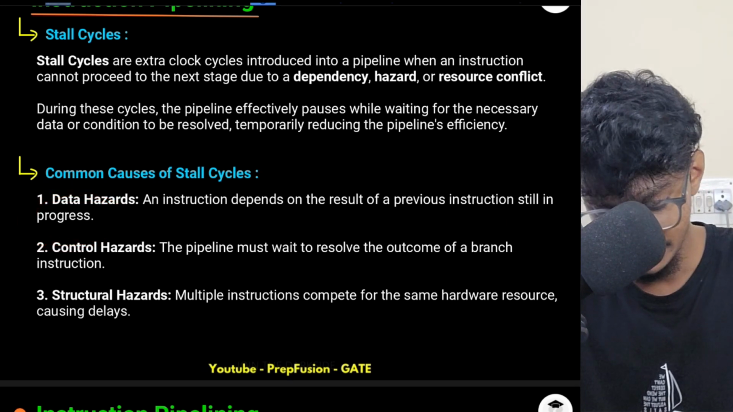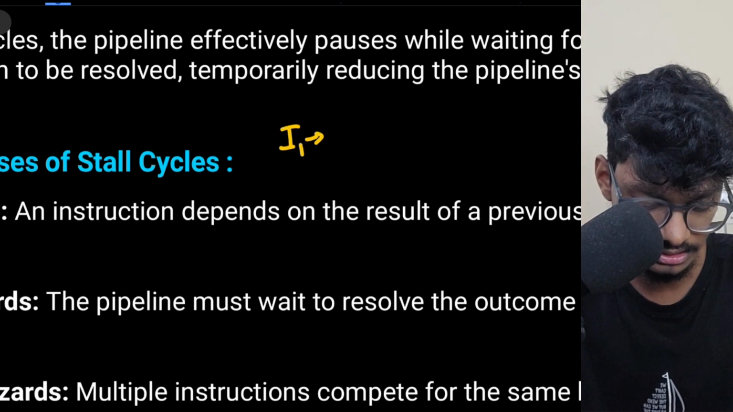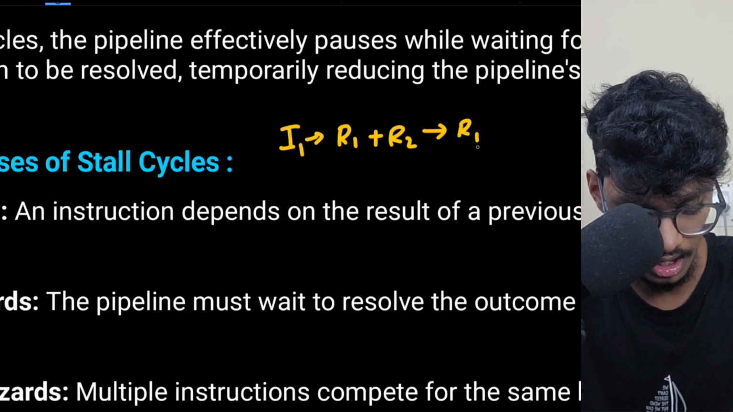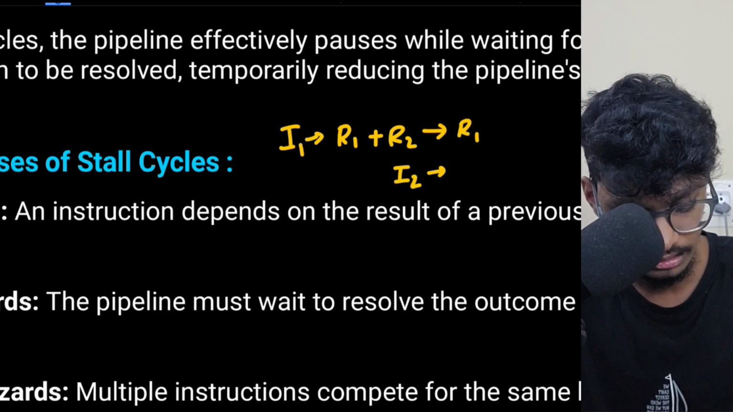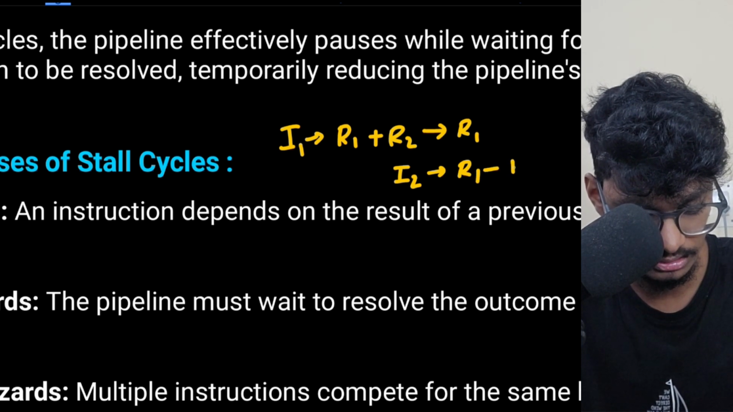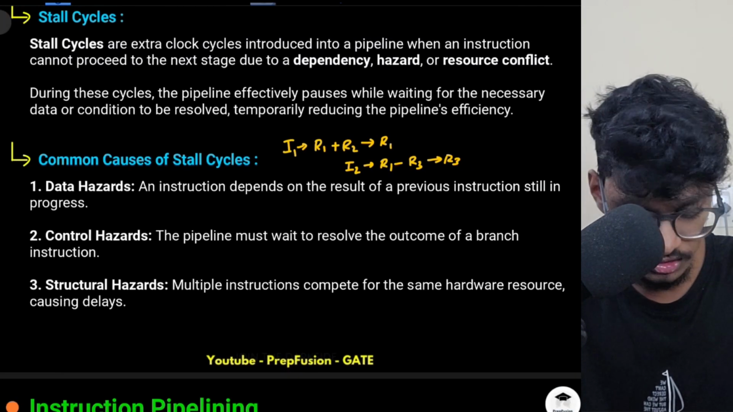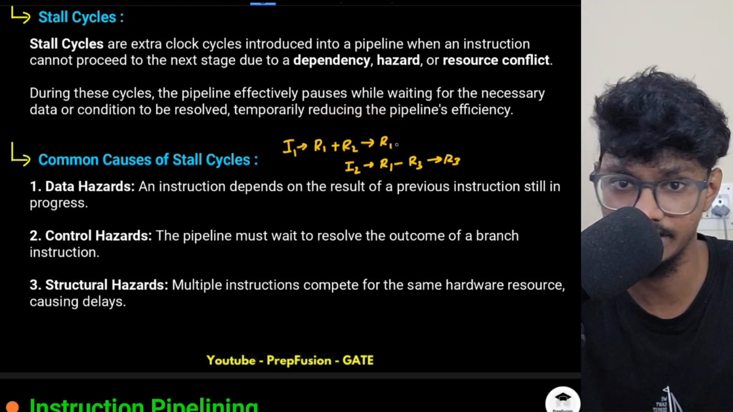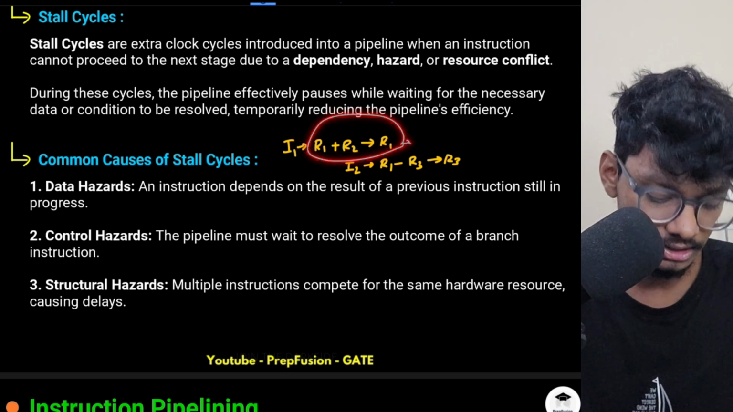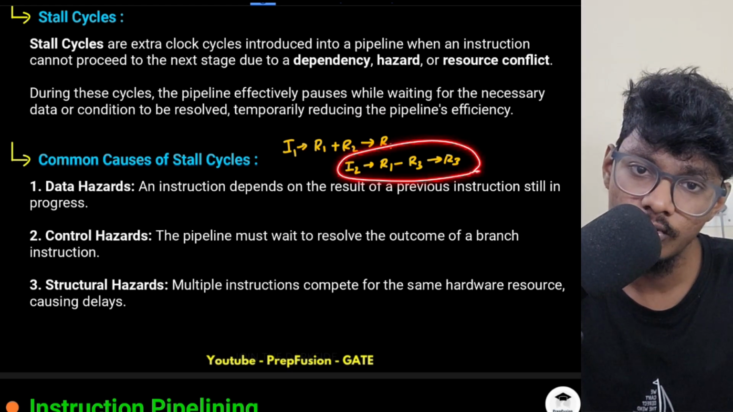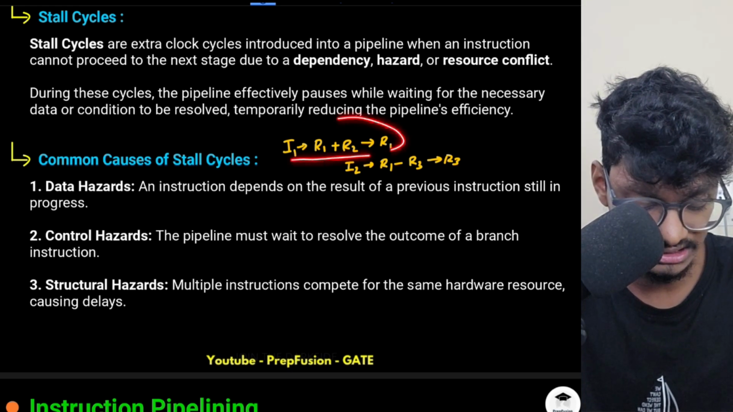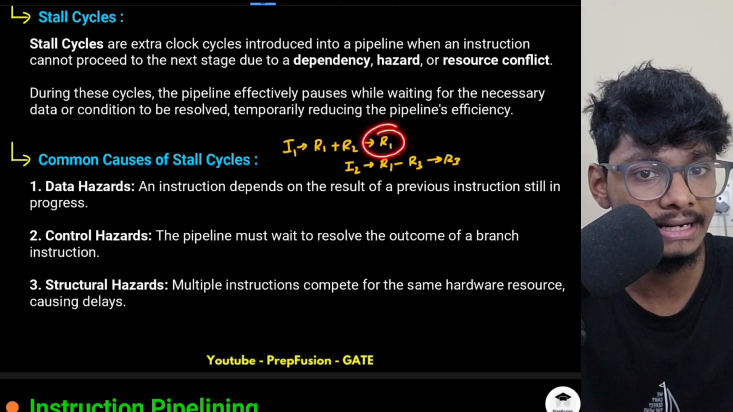But let's say instruction I1 is perform R1 plus R2 and store it in R1. And instruction I2 is R1 minus R3 and store it in R3. So during the instruction fetch of I1, I got to know what I have to do. I have fetched the instruction. Then during the decode cycle, I got to know I have to perform this operation, right? And instruction I2 has to perform subtraction on the same register R1. So this instruction hasn't been completed yet and the R1 value hasn't been updated yet.